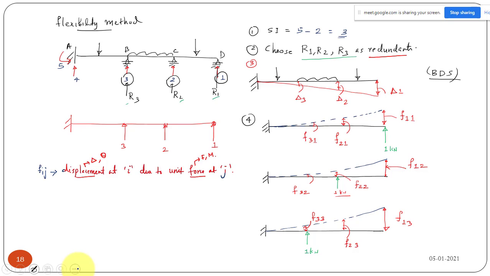So now we can write like this. Now we can find deflection at various coordinate locations due to the redundant forces R1, R2, R3. So these are the reactions actually, I have R1, R2, R3. I don't know the magnitude. So let us take the magnitude as R1, R2 and R3. So now I can easily find out what is the deflection at various coordinates.